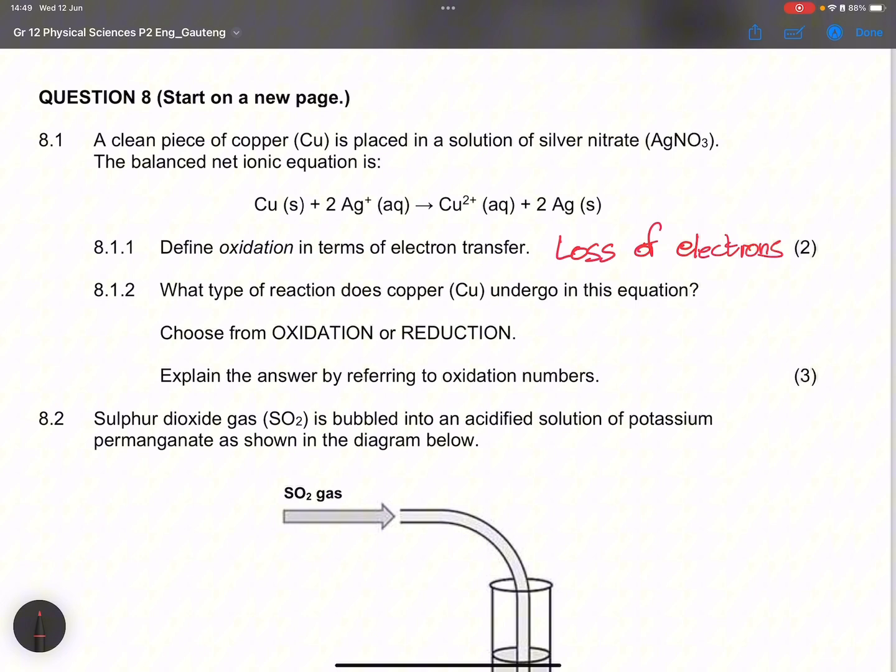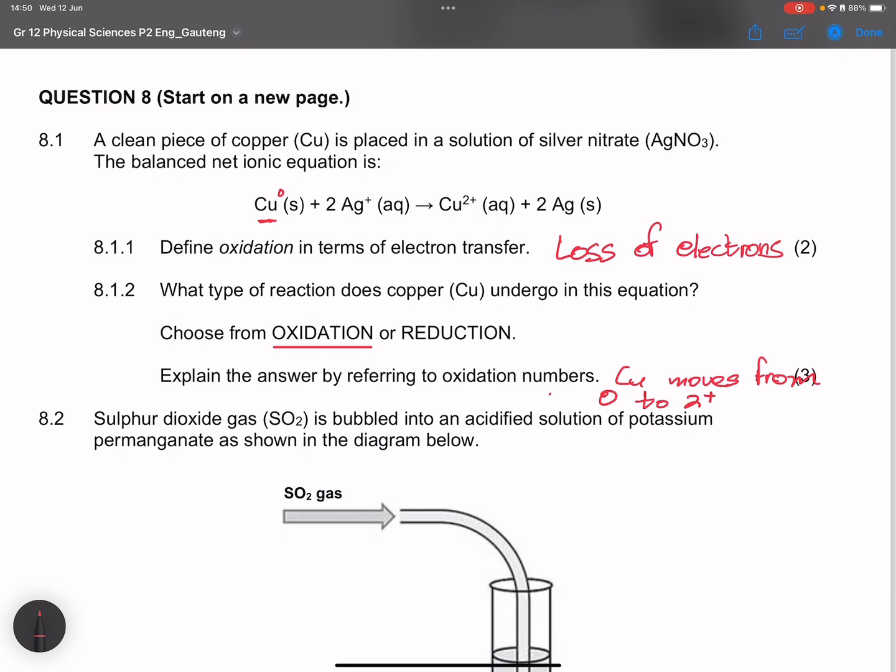Right, and they say to us, what type of reaction does copper undergo in this reaction? They say choose from oxidation or reduction. So if you look at copper, it starts with an oxidation number of 0 over there, and it becomes 2+. It tells you that it has lost electrons, so that is oxidation. And they say explain the answer by referring to oxidation numbers. We can say that copper moves from an oxidation number of 0 to 2+, showing us that it has actually lost electrons. All right, so that is how we're going to answer that.